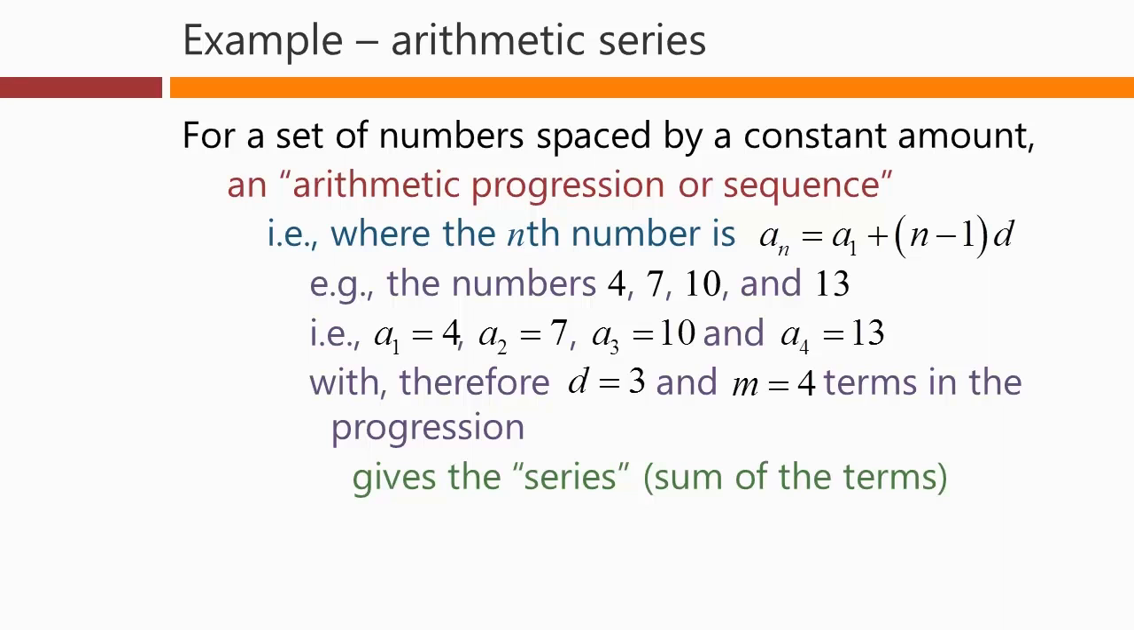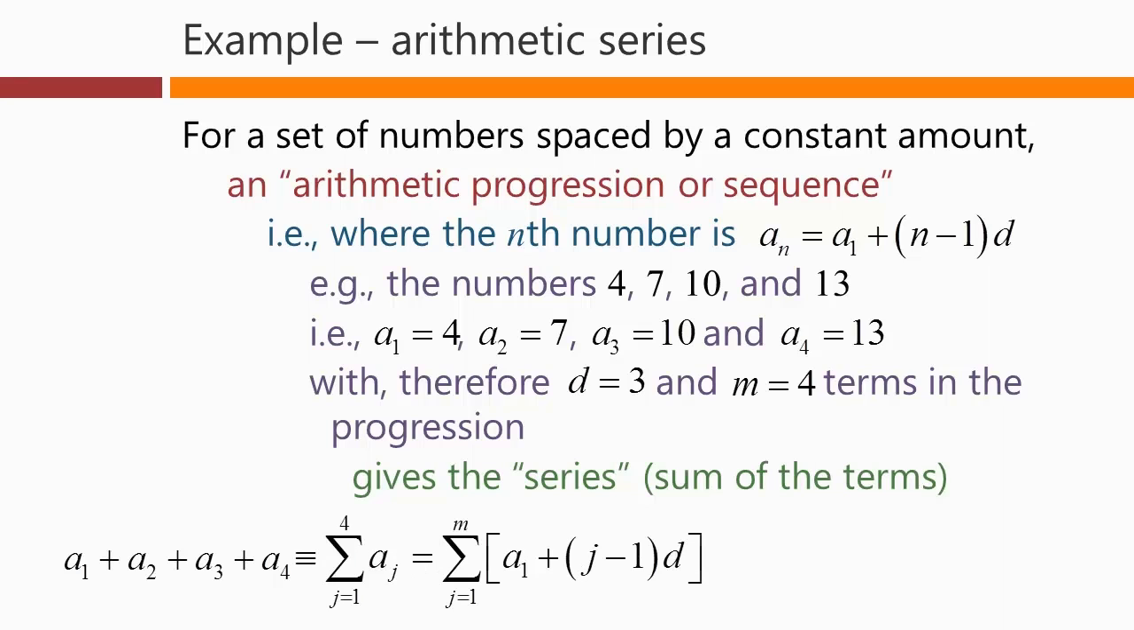Now, when we add all these terms together, that becomes what's called a series. So when we take the terms in a progression or a sequence and add them together, we get a series. And in this case, obviously, if we add up these terms, simple arithmetic here, we get 34. We could also write that as the sum from j equals 1 to 4 of terms aj.